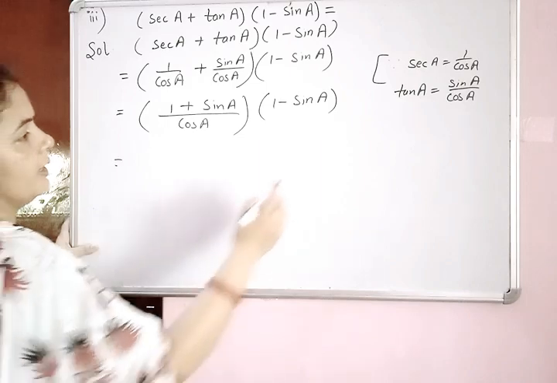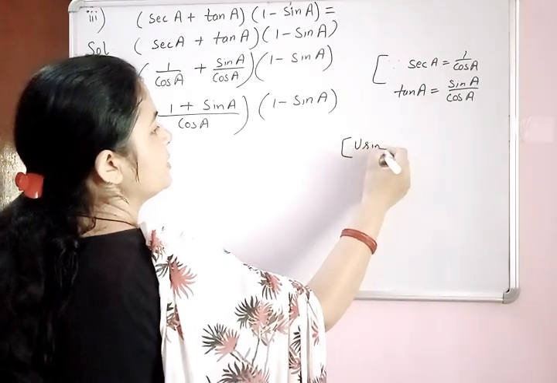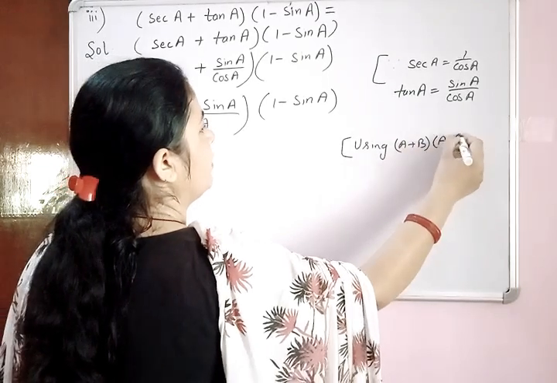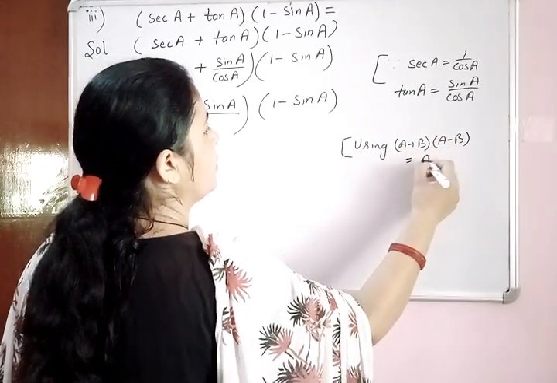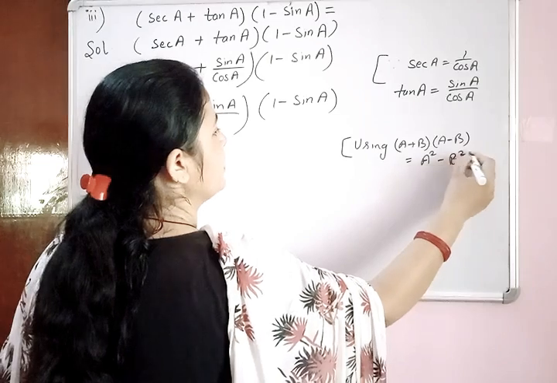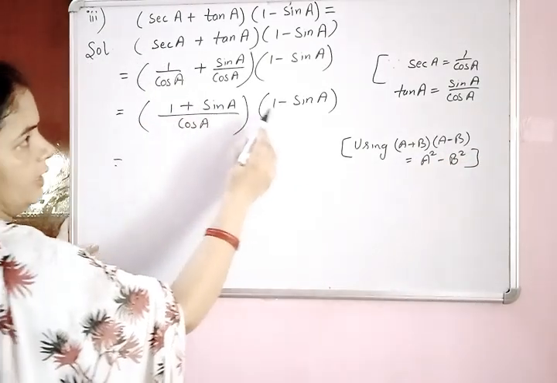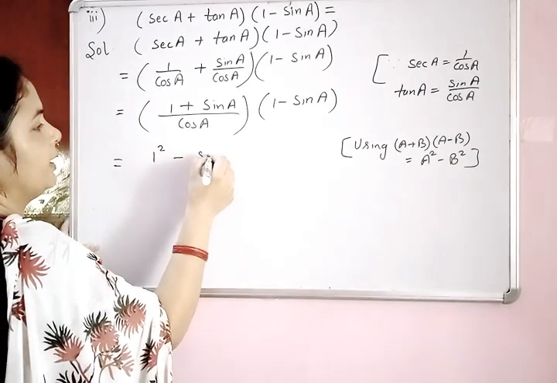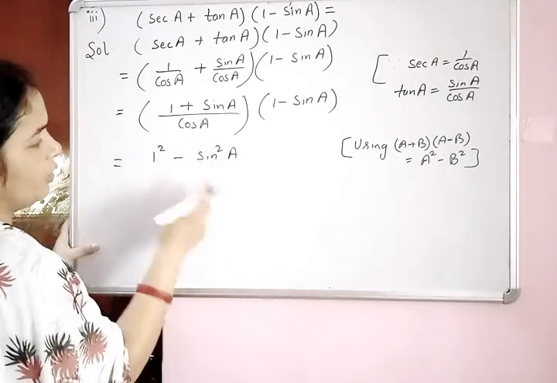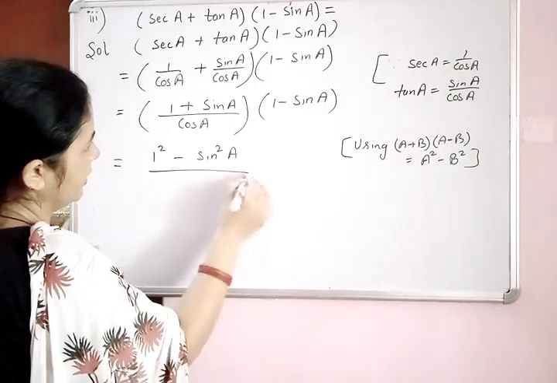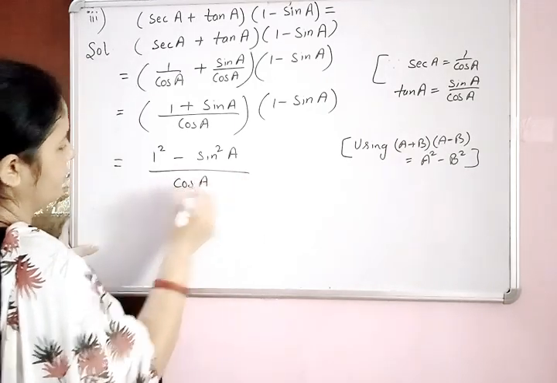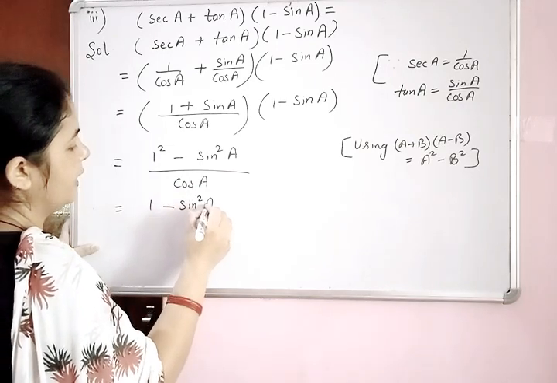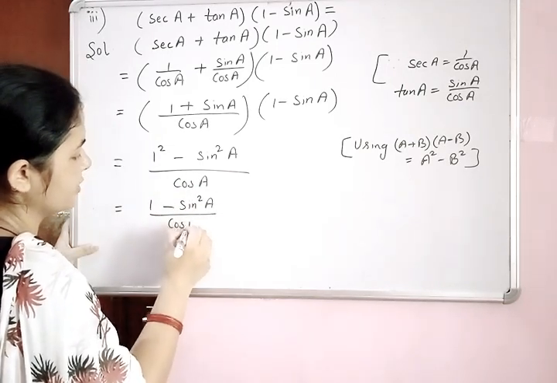Now using the identity A plus B into A minus B is equal to A square minus B square, 1 plus sin A into 1 minus sin A is equal to 1 square minus sin A whole square, or we can say sin square A, upon cos A. 1 square is 1, minus sin square A, upon cos A.